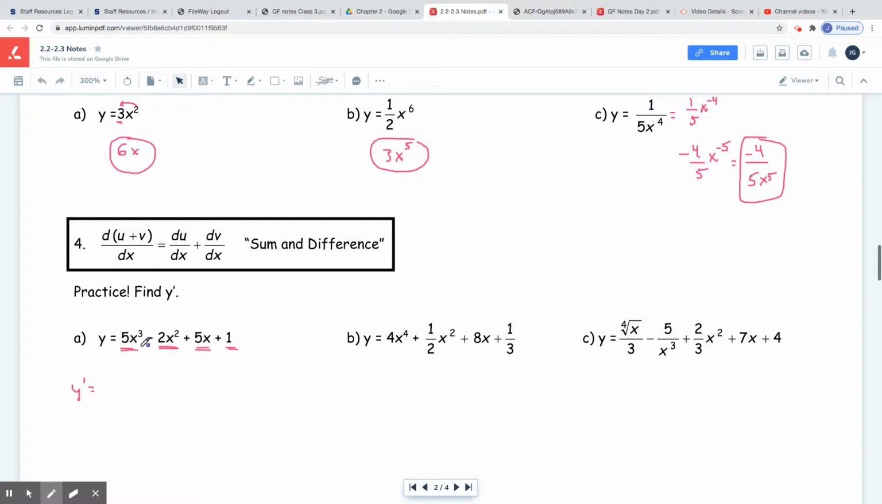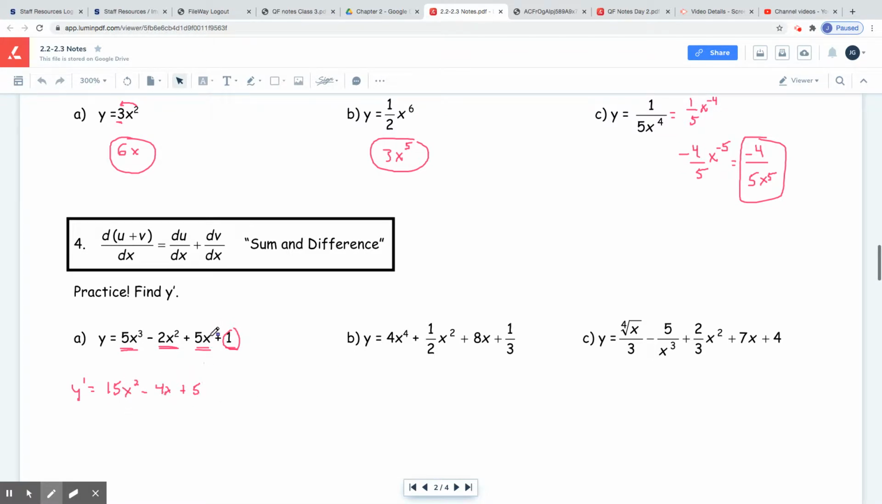All right. What you should have got, 5x cubed is 15x squared. 2x squared is 4x because 2 times 2 is 4. You take one away. 5x is just 5. What's the derivative of a constant? It's 0. So you don't write anything. You don't have to write plus 0. So 15x squared minus 4x plus 5.